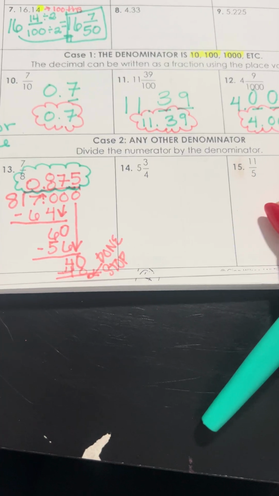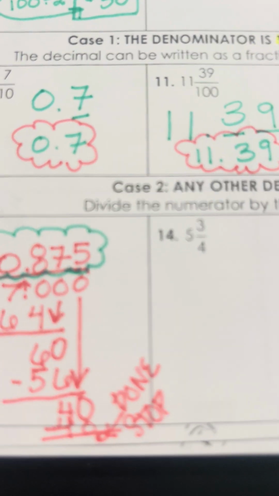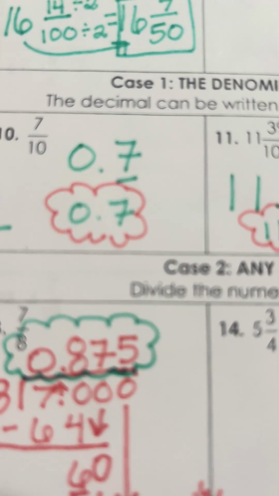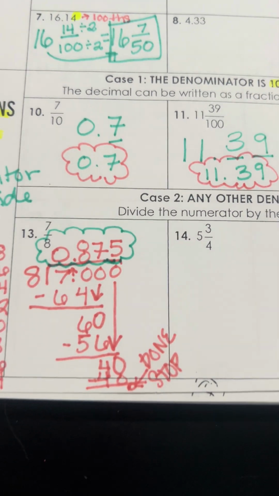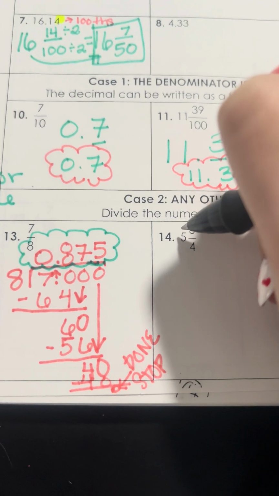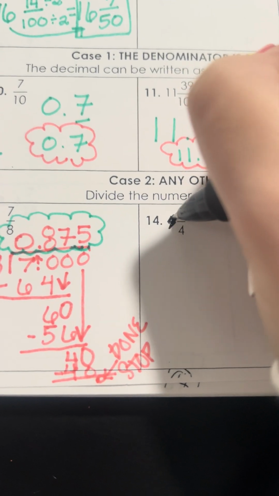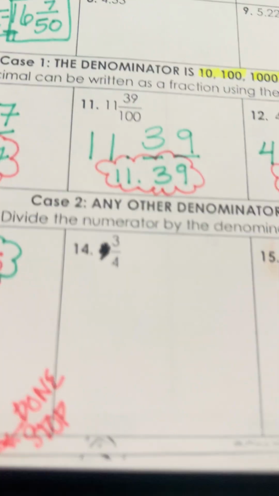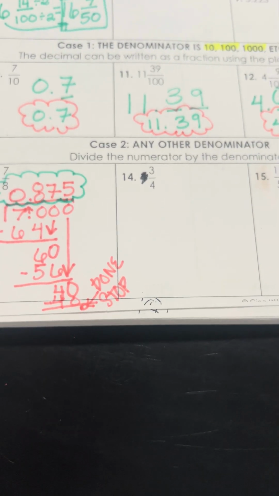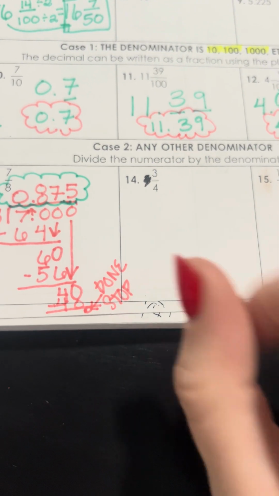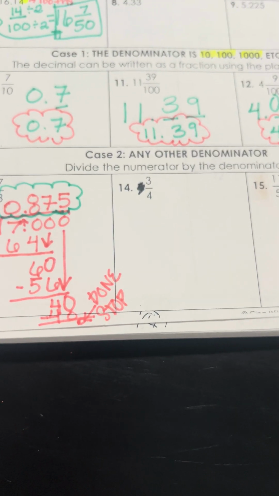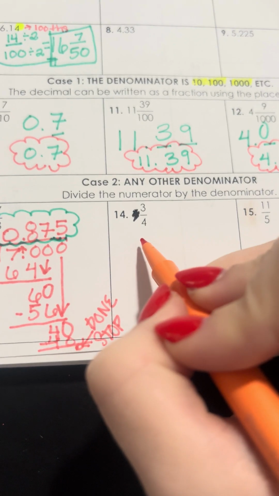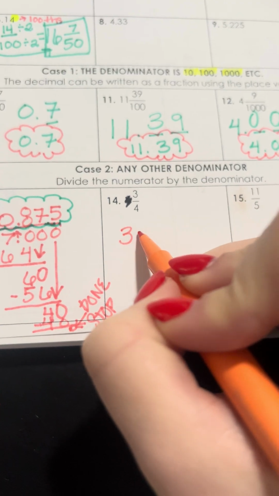All right, let's go to 14. I'm honestly going to get a pen and cross out that 5. Right now, I don't want us focusing on mixed numbers. I want us focusing on just fractions. Okay, so the fraction is 3/4. I'm going to go ahead and divide. I'm going to put 3 on the outside.